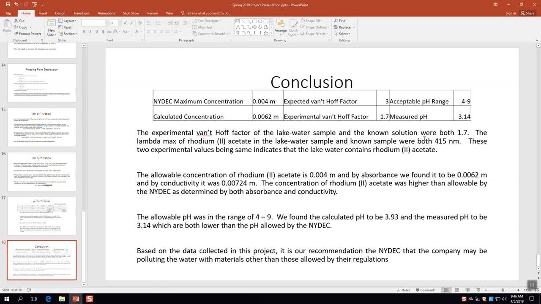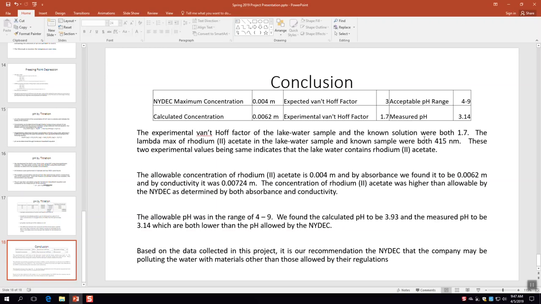Additionally, when looking at the maximum allowable concentration of the rhodium-2 acetate, the maximum was 0.004 molal, or 4 millimolal, and by absorbance we found it to be 0.0062, or 6.2 millimolal, and by conductivity we found it to be 0.00724 molal, or 7.24 millimolal. In either case, though we chose to use the absorbance concentration, the concentration of rhodium was higher than the allowable NYDEC limit.